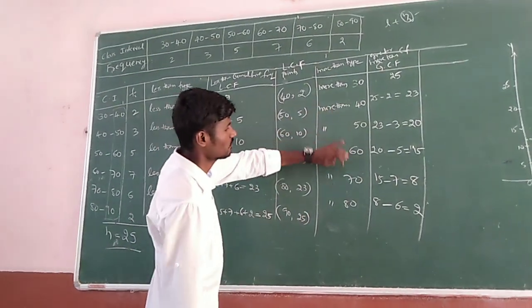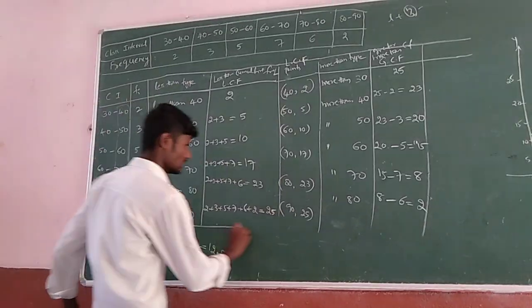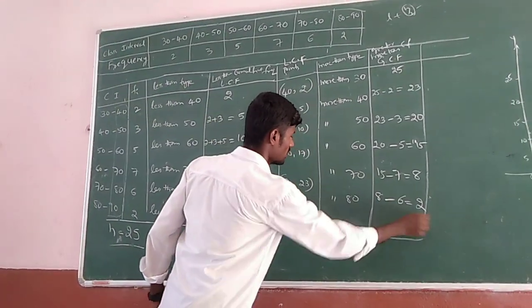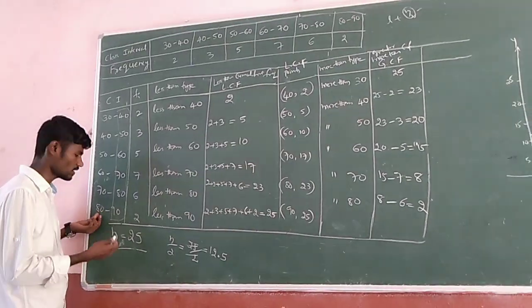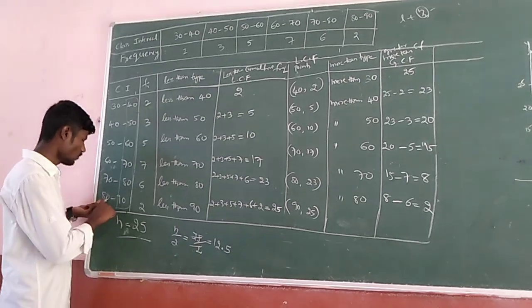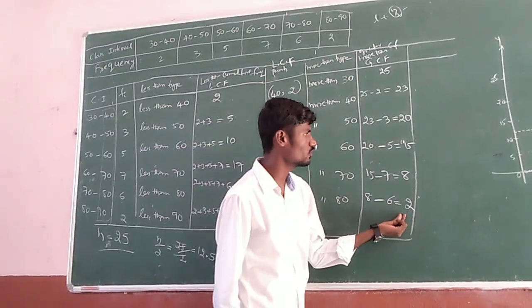Okay, 1, 2, 3, 4, 5, 6 completed. So this is the final. See here, finally, what are we getting? Only 2. So more than 80. Suppose you are confused, let us compare. More than 80, how many are there? In the 80 to 90 range there are only 2. That's why you are getting only 2 here also.